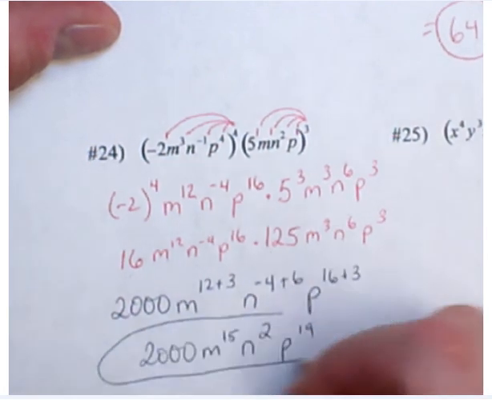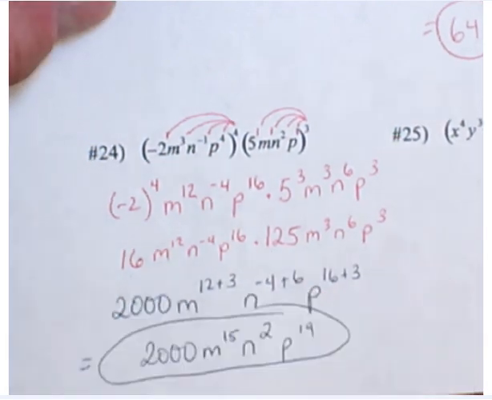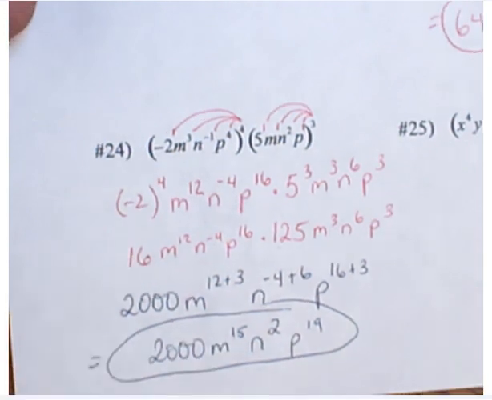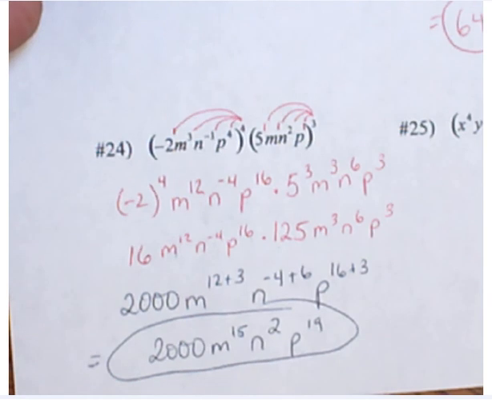Now, this is a very, very difficult problem. There's a lot of stuff to do. But if you understand this, then you have a really good grasp on multiplying with exponents and the rule for a power to a power.